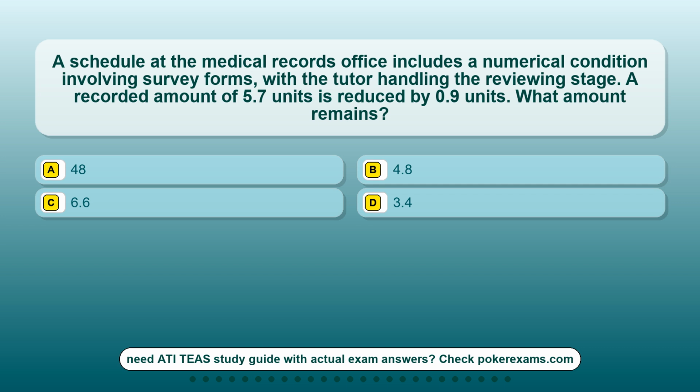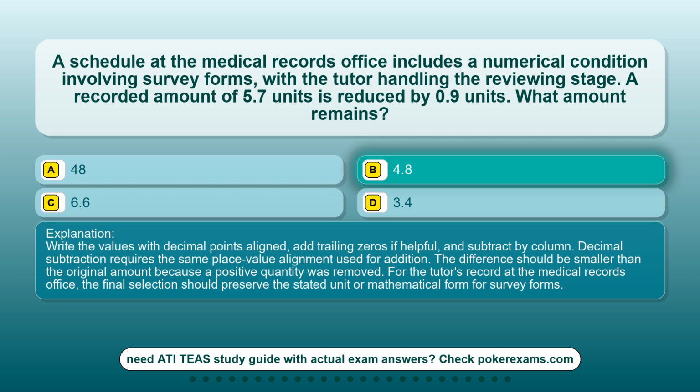Question 16. A schedule at the medical records office includes a numerical condition involving survey forms, with the tutor handling the reviewing stage. A recorded amount of 5.7 units is reduced by 0.9 units. What amount remains? Option A, 48. Option B, 4.8. Option C, 6.6. Option D, 3.4. The correct answer is option B, 4.8.